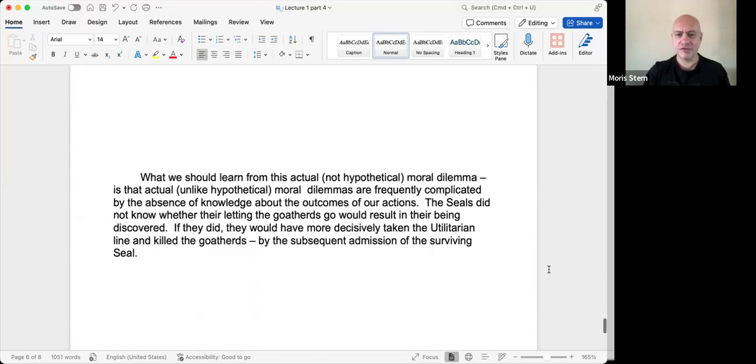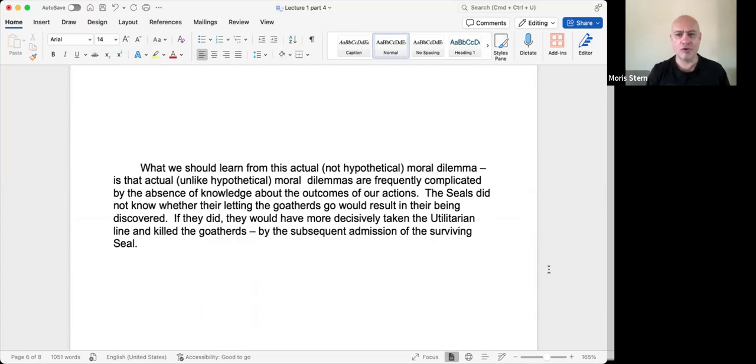What we should learn from this actual and not hypothetical moral dilemma is that actual, unlike hypothetical moral dilemmas, are frequently complicated by the absence of knowledge about the outcomes of the actions. The SEALs did not know whether their letting the goatherds go would result in their being discovered. If they did, they would have more decisively taken the utilitarian line and killed the goatherds, by the subsequent admission of the only surviving SEAL.